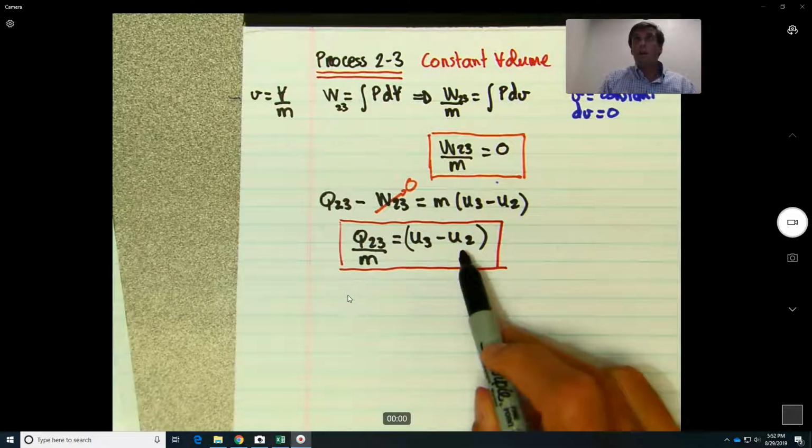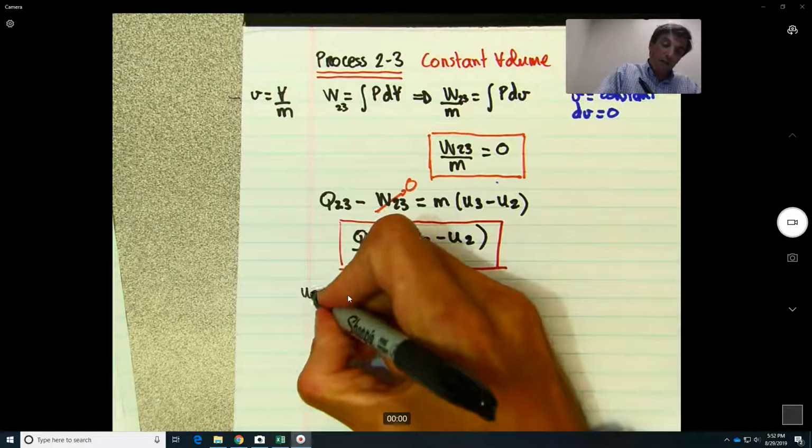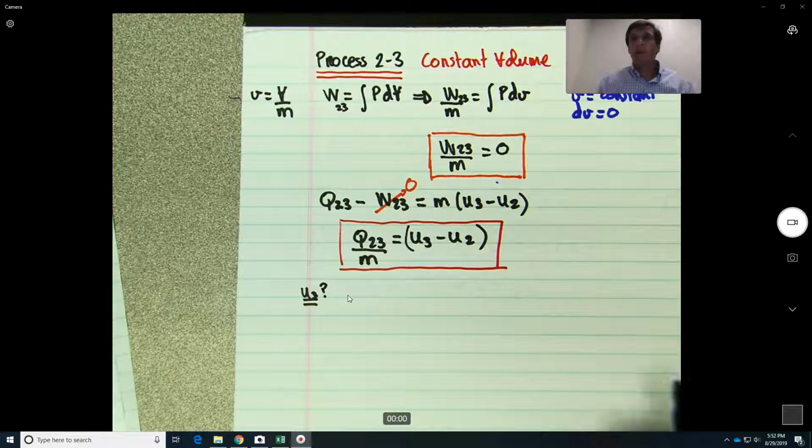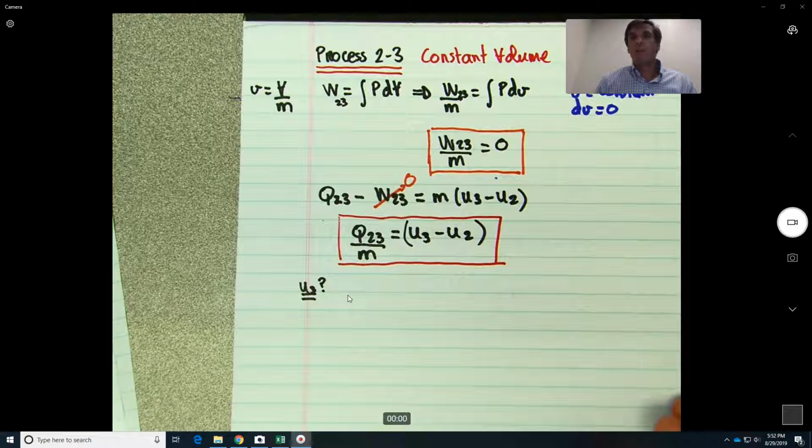So we know the value for U2, we need to find U3. Okay? So how do we find U3? That's going to be a little bit more complicated. Let's go here to the table.